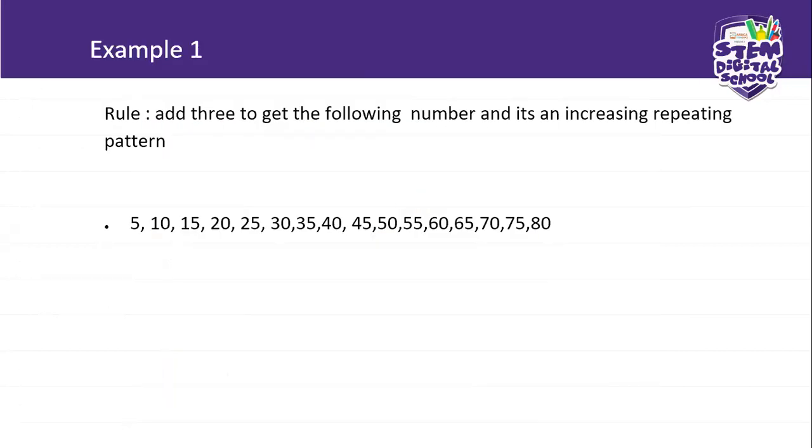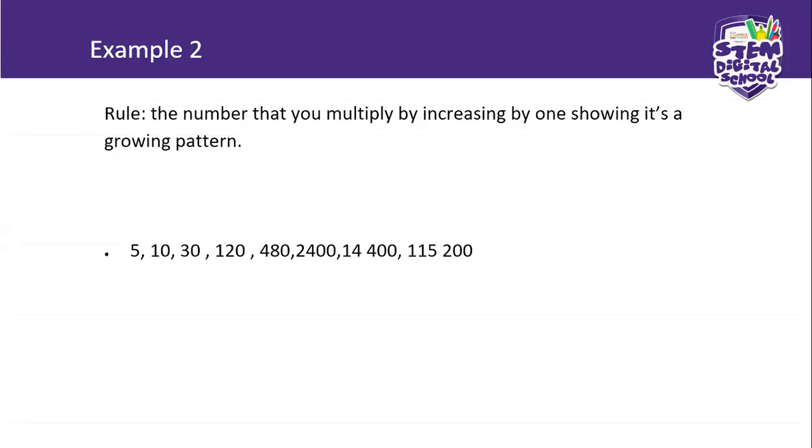Right. So here, as we can see, for example, you add 3 to get the following number. And you don't add 3, sorry. You're supposed to add 5. So it's 5, 10, 15, 20, 25, 30, 35, 40, etc. to get the following one. Next one. Here it's what?